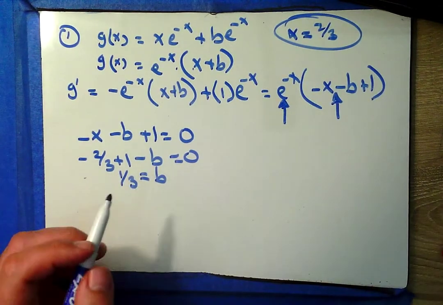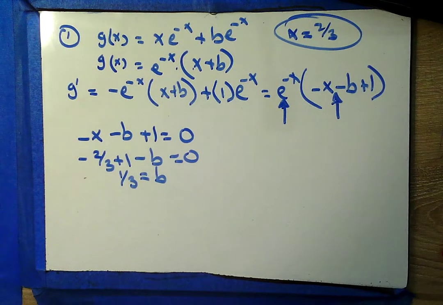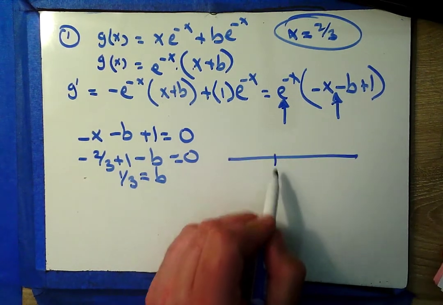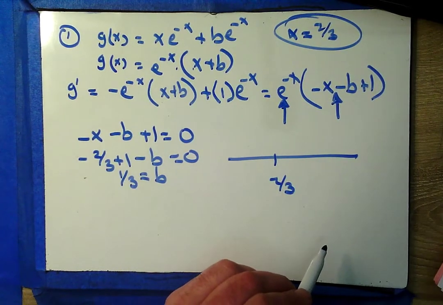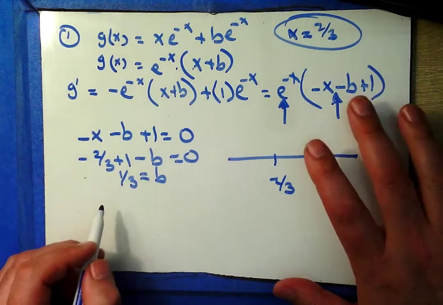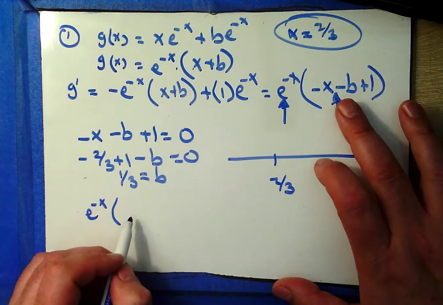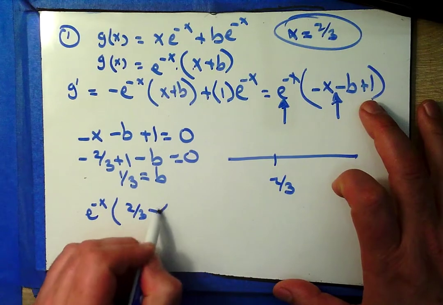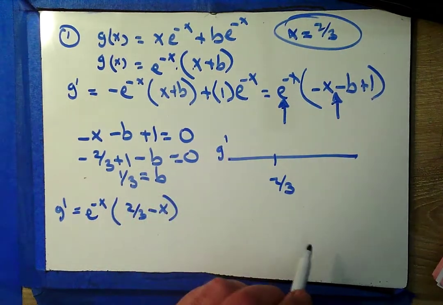All right, now I know something's happening at 2/3, but I don't know a max or a min yet, and so I still feel like I need to check that. So let's make our little sign chart and put our 2/3 here. And we'll look at this g prime function here, e to the minus x. Negative 1/3 plus 1 is 2/3, so 2/3 minus x. Okay, so here's g prime. This is our g prime sign chart.